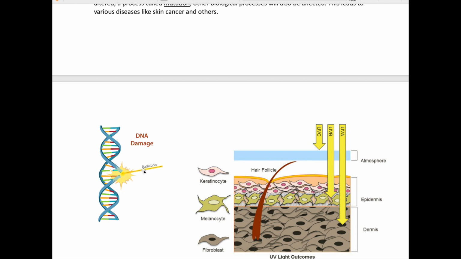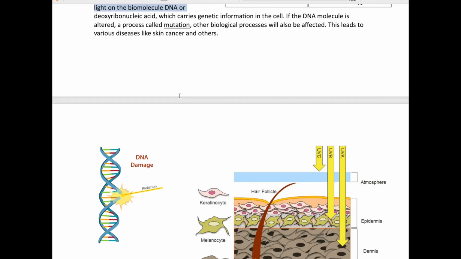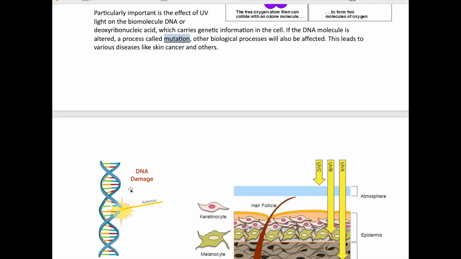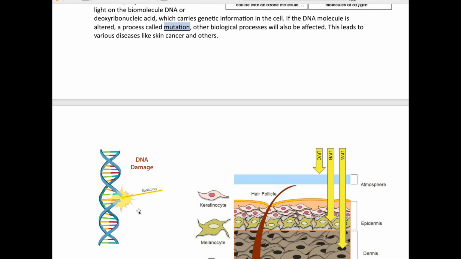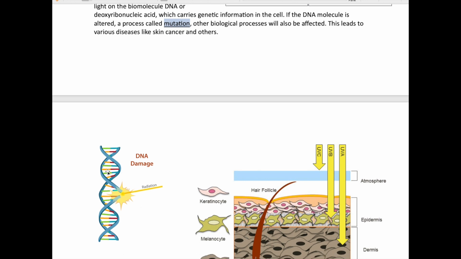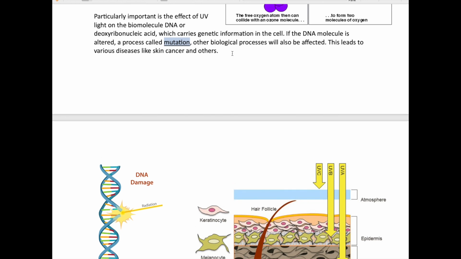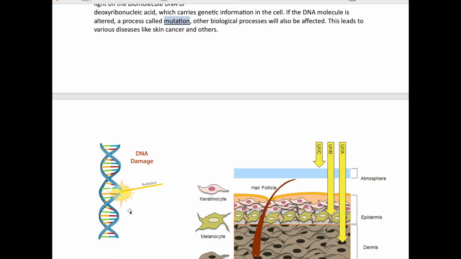So if radiation comes in at the right wavelength with the right amount of energy, the molecules in here that have the bonds can absorb that radiation, and then that would actually break the bond. We call that process a mutation. It basically just means a change. But when you change the structure of the DNA, you're changing the central molecule that determines how everything else works. Once this mutation happens, you can have all kinds of other problems like cancer and things that are abnormal in terms of the biological processes.